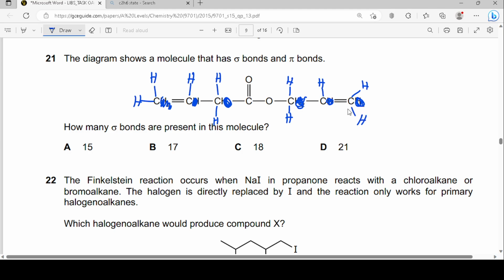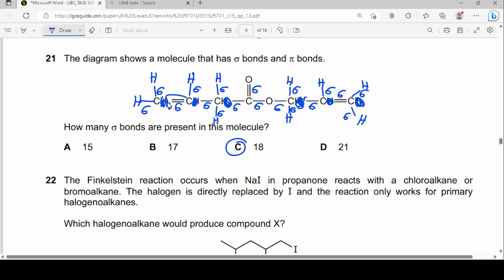Okay, let's count now. So sigma bonds and pi bonds. I have to count the sigma bonds. If there are double bonds, just count one bond because one of them is a pi bond, right? So 1, 2, 3, 4, 5, 6, 7, 8, 9, 10, 11, 12, 13, 14, 15, 16, 17, 18. I got 18 sigma bonds. So then my answer must be C. Again, you could confirm and count again.